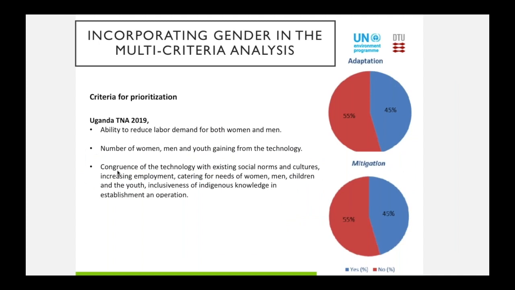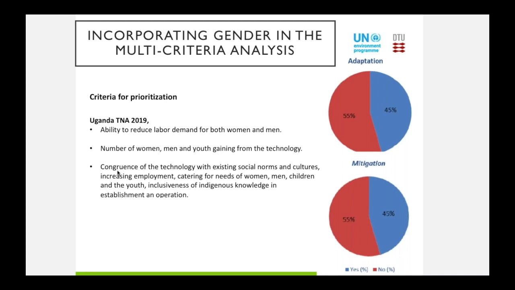And in this slide, there's just an example of how a TNA country that is in the current round 3 of the technology needs assessment has gone about prioritization in this multi-criteria analysis. Uganda has looked at gender in relation to a technology's ability to reduce labor demand for both women and men, but also a gender-disaggregated assessment of who's going to benefit from the technology.